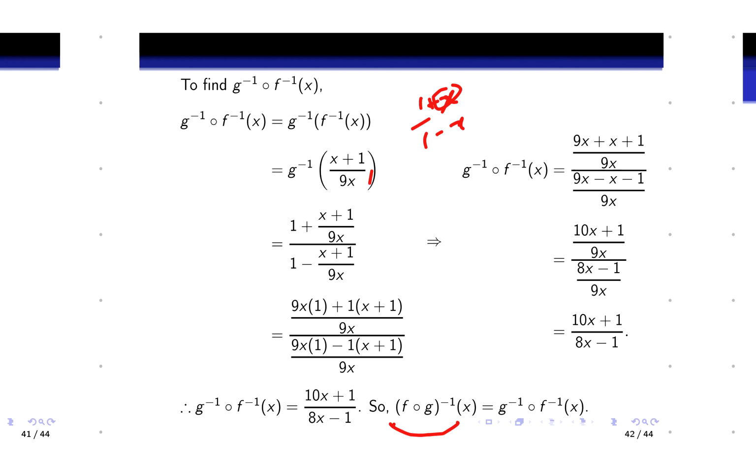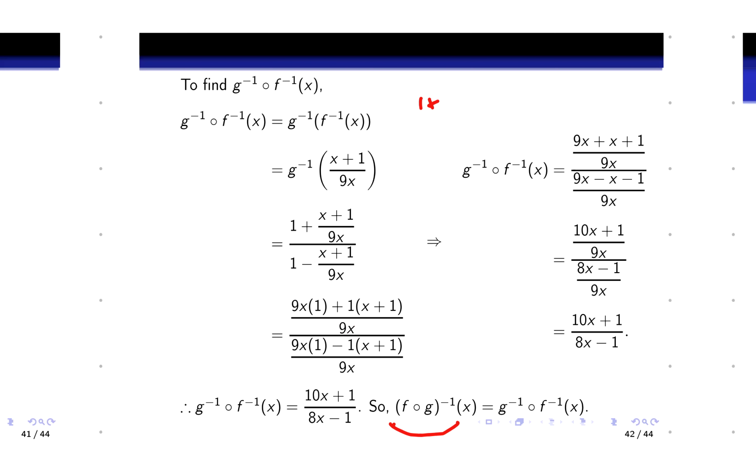So 1 over 1, LCM is 9x here. Then 1 in 9x, 9x. 9x times 1 is 9x, plus 9x in 9x is 1, 1 times (x plus 1). That's what you have here. And for the bottom, same. So LCM is 9x. 1 in 9x is 9x, 9x times 1, 9x, minus 9x in 9x, 1 times (x plus 1). Feels like a lot, but you need to be careful to get it going.